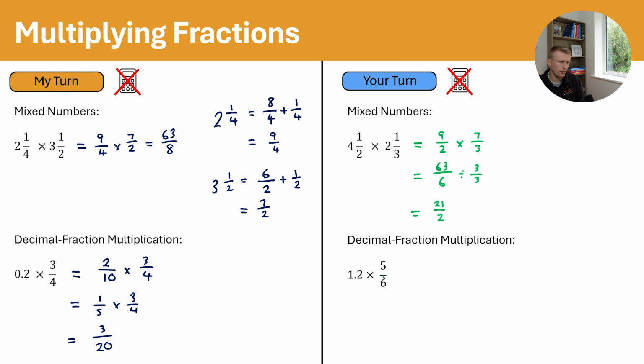Our next example, 1.2 multiplied by 5/6. Let's turn 1.2 into 12 over 10, and then we're multiplying that by 5/6. And then I'll do 12 multiplied by 5 to give me 60, and then 10 multiplied by 6 to give me 60. 60 divided by 60 is going to be 1.